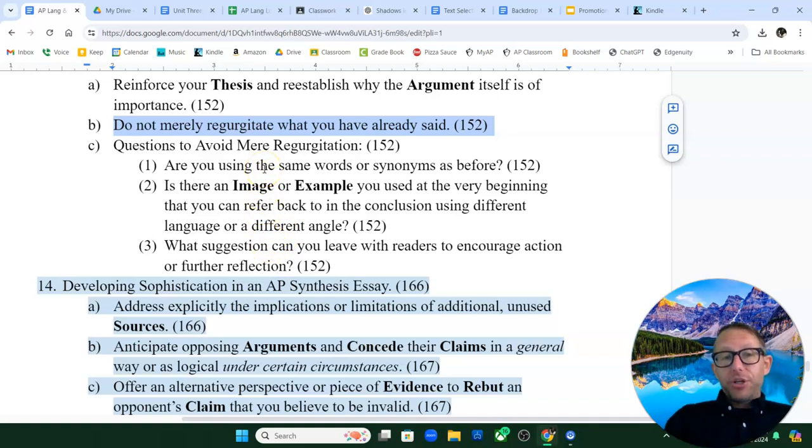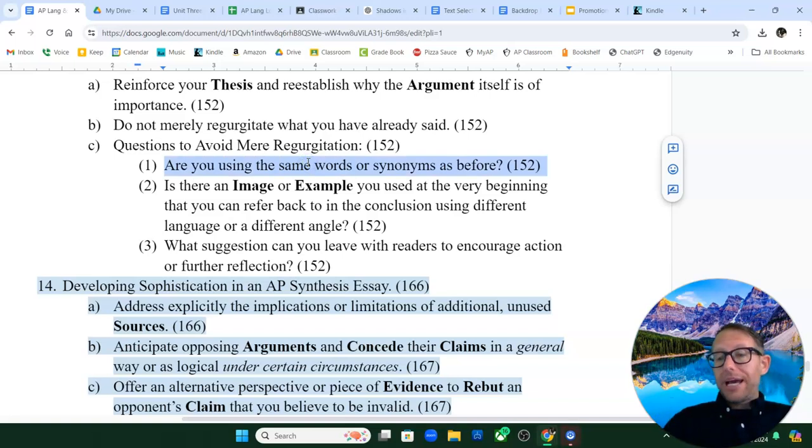Here are 3 questions that you can be considering to avoid the mere regurgitation. So things that you can specifically be looking at to say, am I just restating myself again and again and again? Are you using the same words or merely synonyms of words that you've used before? Go back in there, reread your intro for crying out loud, and say, okay, am I just paraphrasing what I've already said, or am I actually just restating the exact same sentence? That's a big no-no, okay? Again, you're insulting our intelligence, acting as though we have the memory of a goldfish and can't remember what you wrote 4 or 5 paragraphs before then, okay?